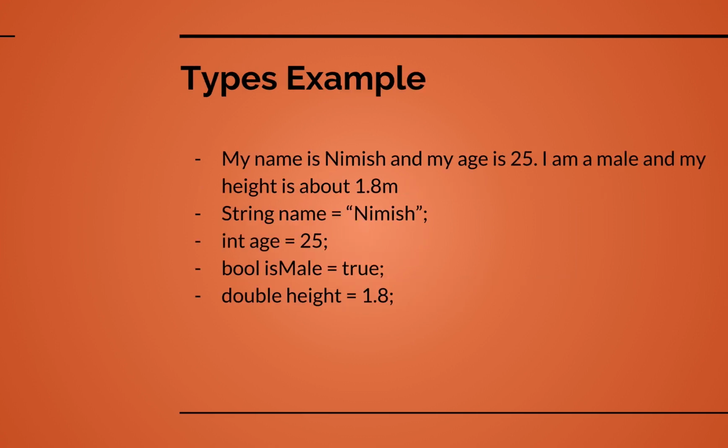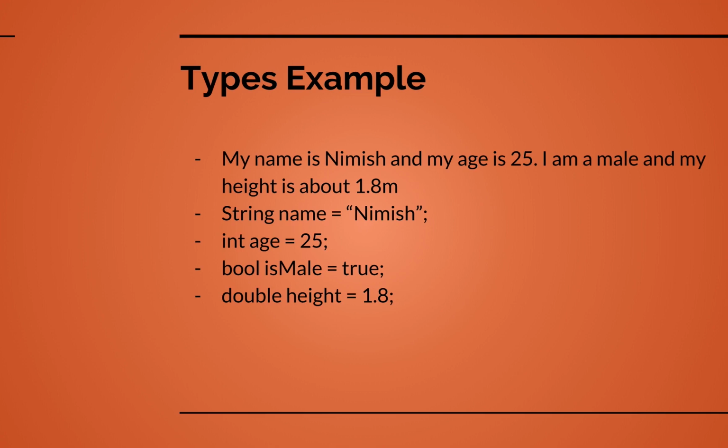So let's expand upon our previous example and see if we can explore one of each of those 4 types. So we've got a new couple of sentences here. My name is Nimish and my age is 25. We've seen that. We also have 2 more pieces of information. I'm a male and my height is about 1.8 meters. So we have the 2 variables from before, name is equal to Nimish and age is equal to 25. This time, however, note the code is different. Instead of variable name and variable age, we've actually assigned a string name and an integer age. So we're saying that variable name is of the type string, so it goes type, name, then value, and that variable age is of the type integer.